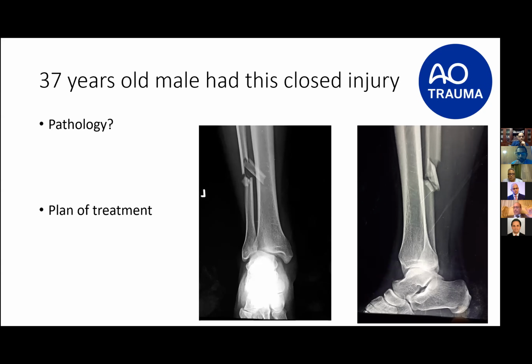In these comminuted cases, Dr. Nasef was asking about discussing these points. In these comminuted cases, maybe the length and rotation are more difficult than in spiral fractures. So we have to start with this, then fix the syndesmosis, then test the deltoid, and if the stress test is positive, we open and repair the deltoid.